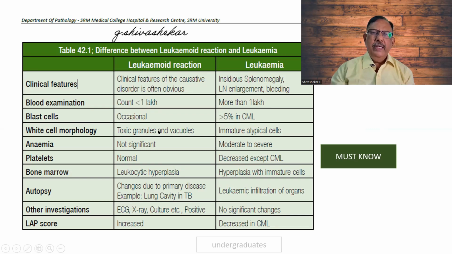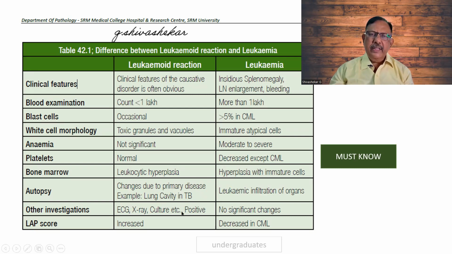In white cell morphology, toxic granules will be seen in leukemoid reaction, whereas in leukemia immature atypical cells can be seen. You will find all the precursors of the neutrophils. Anemia is not significant, moderate. Platelets are normal in leukemoid reaction, decreased in leukemia except in a case of CML. Bone marrow shows a leukocytic hyperplasia with immature cells. At autopsy, the changes due to the original disease are seen in leukemoid reaction, whereas not much is found in a case of leukemia.